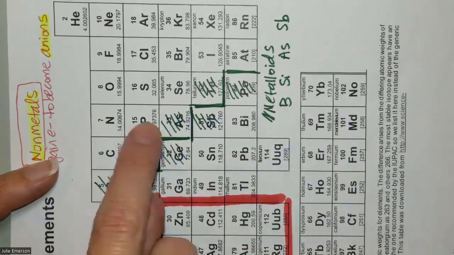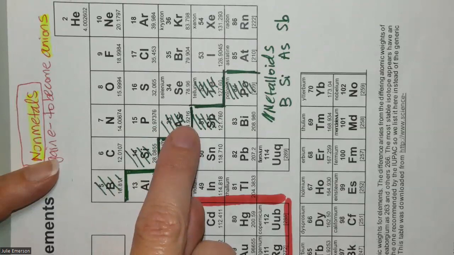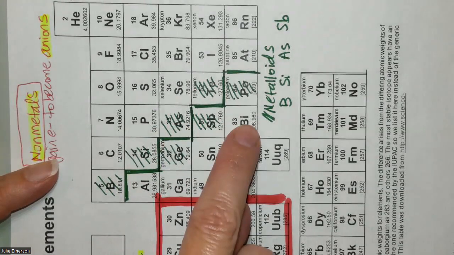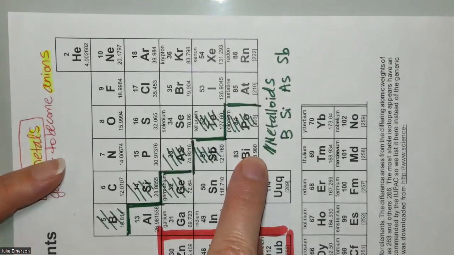Nitrogen, phosphorus, nonmetals, arsenic, antimony, metalloids, bismuth, metal. So these columns get a little complicated. So we'll talk about that when we get to charges.